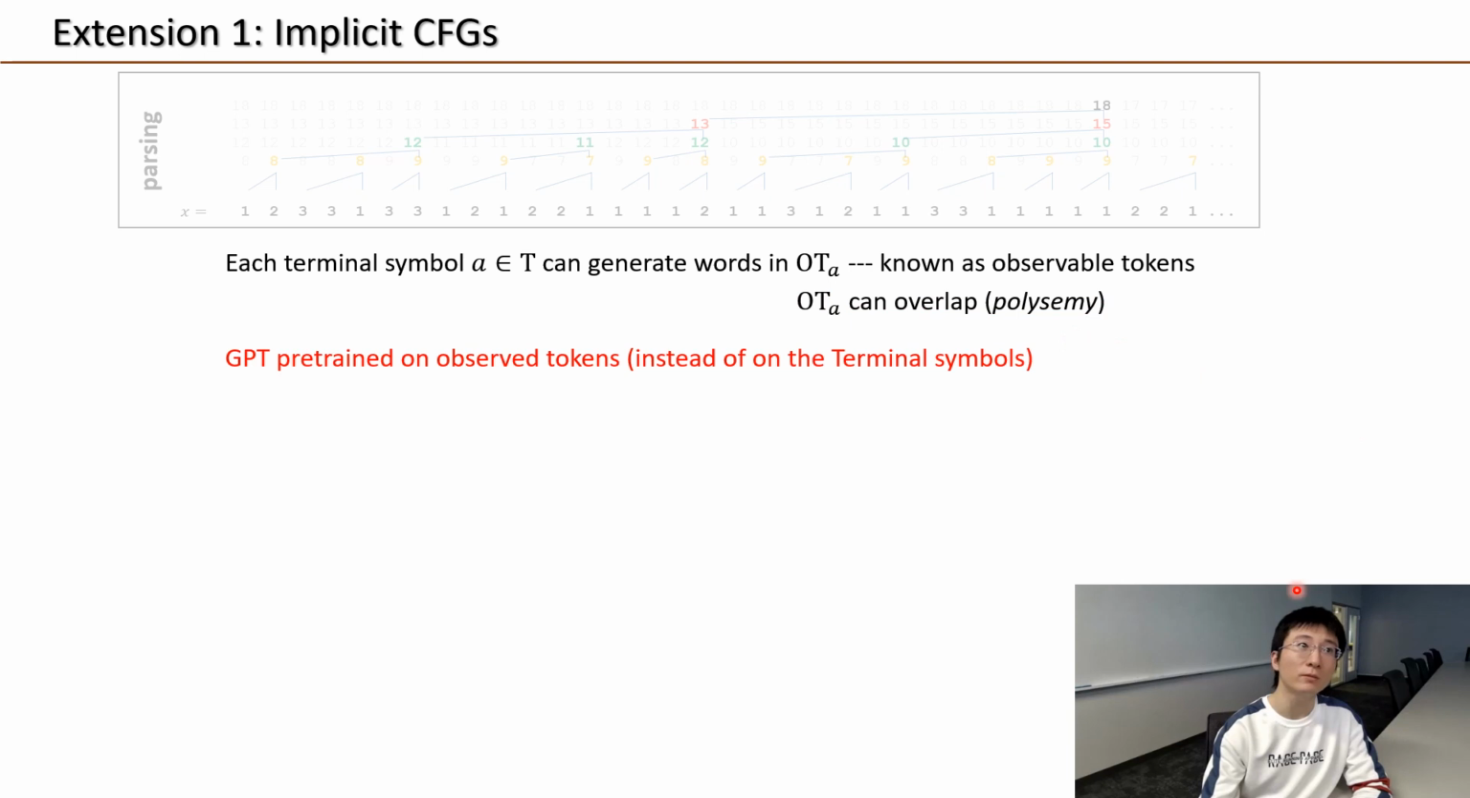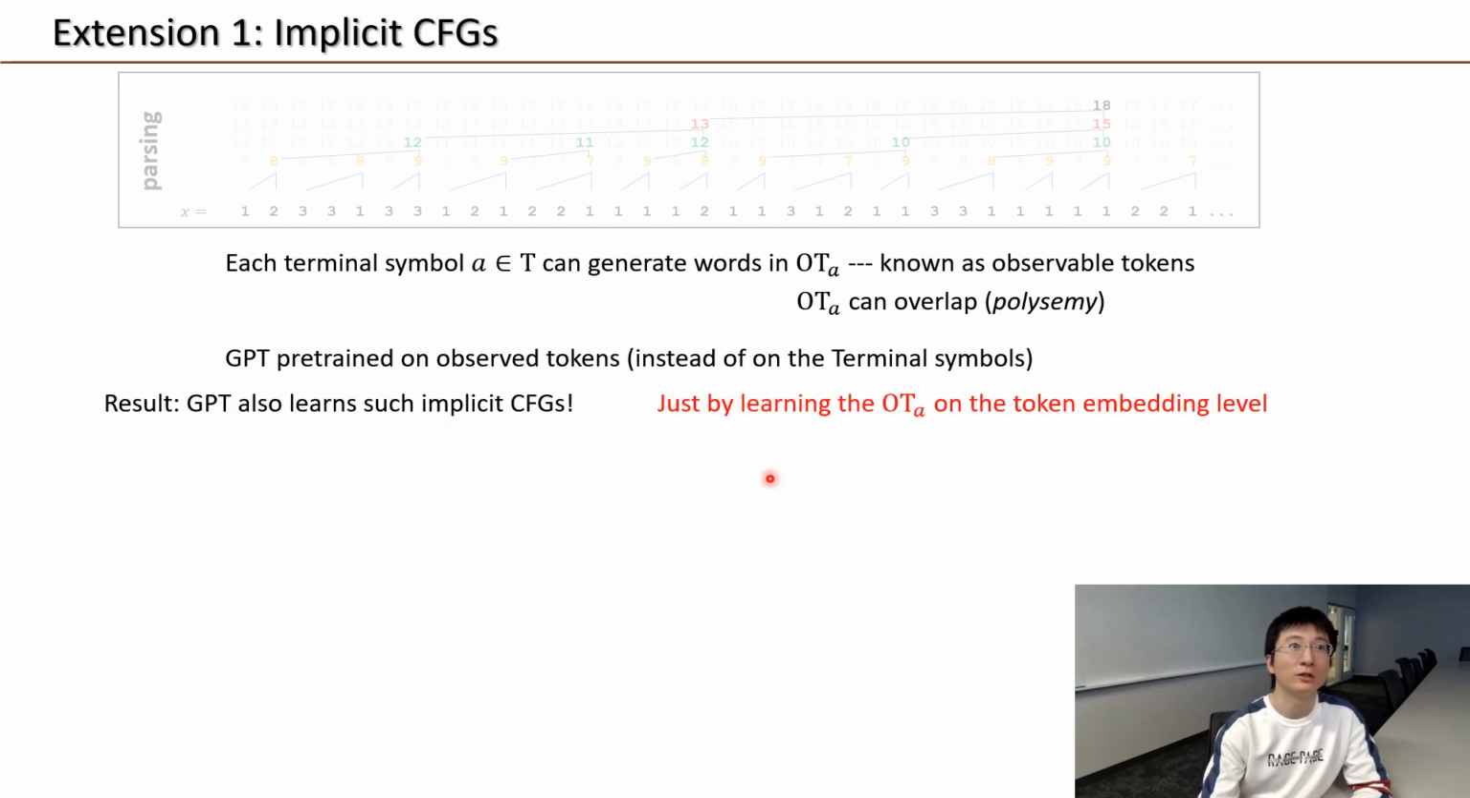Okay. And now we can study, if we pre-train a GPT on such observed tokens, instead of looking at the terminal symbols, but looking at the observable tokens, or for instance the actual words, can the GPT actually learn the CFG? The answer is yes, GPTs can also learn such implicit CFGs, and the way it does that is very simple. It just encodes those observable token information on the token embedding level. You don't even need to go deeper in the transformer.